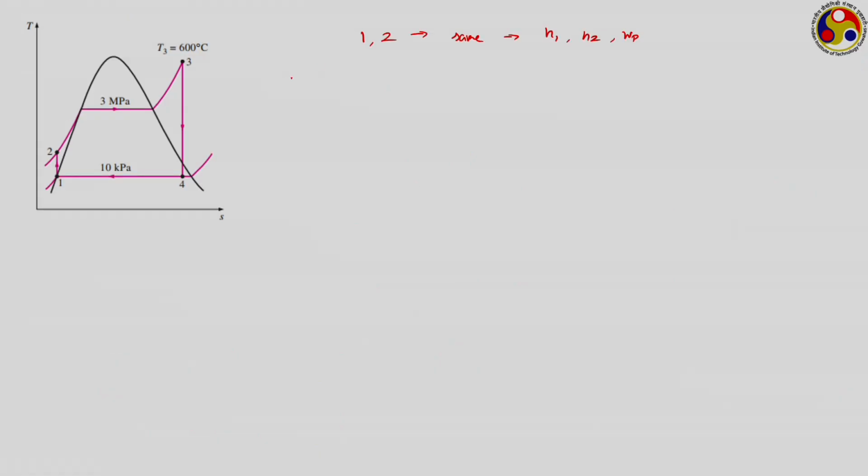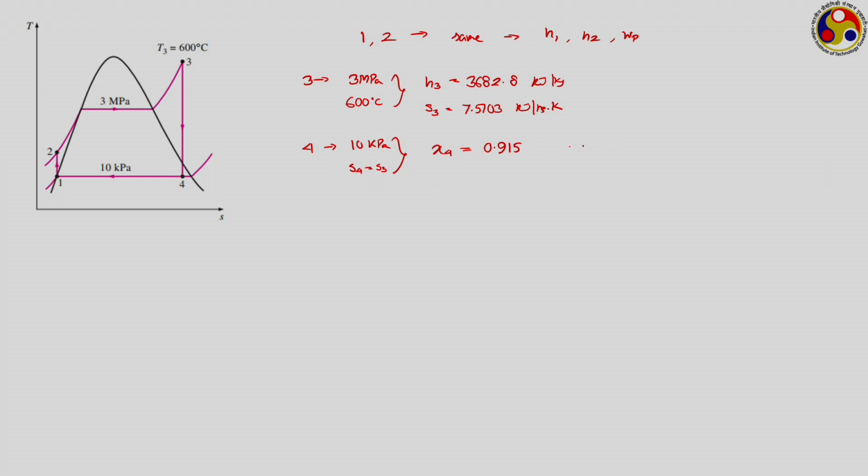So, 1 and 2 remain same, but 3 there is a change. So, point number 3, what is happening? Here the condition is that of 3 megapascal and 600 degree Celsius. So, correspondingly your H3 will be coming as 3682.8 kilojoule per kg. Your S3 will be coming as 7.5103 kilojoule per kg Kelvin. For point number 4, the pressure is same, which is 10 kilopascal, and S4 equal to S3. Putting this information, you will be getting here X4 to be coming as 0.915, using which we shall be getting H4 to be equal to 2380.3 kilojoule per kg.